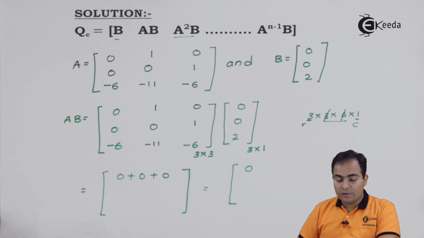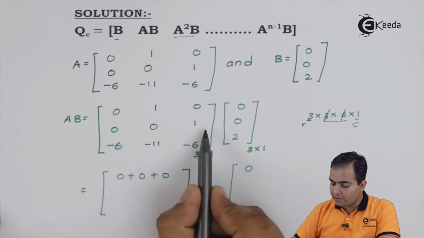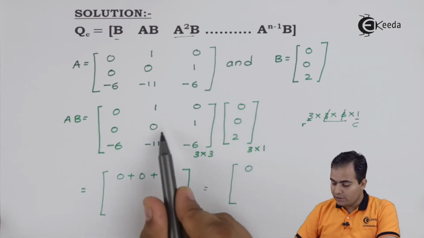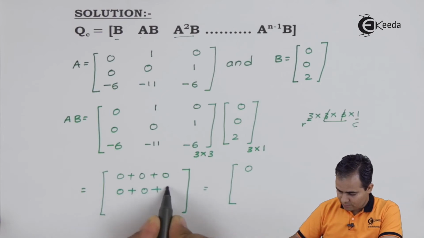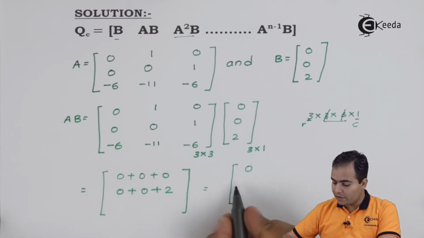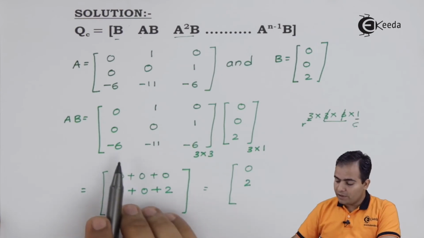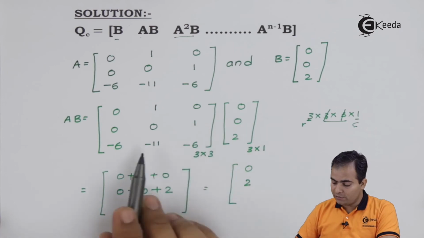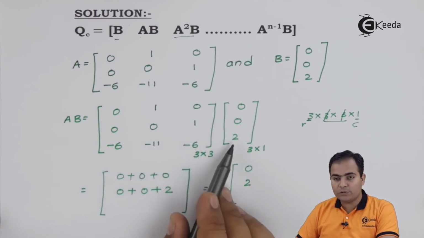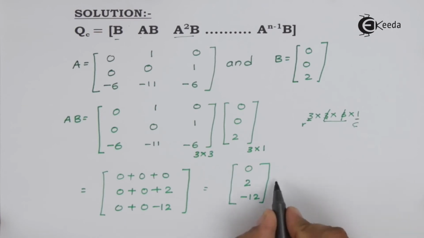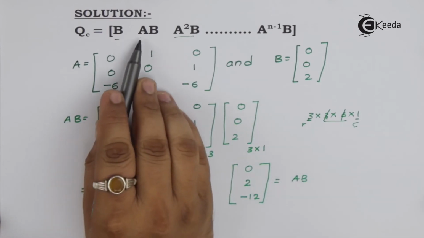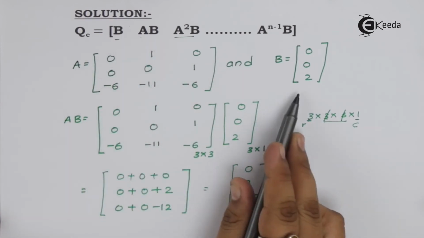Now we'll move on to the next. We'll multiply the second row with the same column. So 0 into 0 is 0, 0 into 0 is 0, and 1 into 2 is 2. After adding all the values, you will have the answer 2. Now again do the same thing. 0 into 6 is 0, minus 1 into 0 is 0, but minus 6 into 2 is minus 12. So our final answer is 0, 2 and minus 12. So this is the matrix of AB. This whole column is placed over here, and this B matrix column is placed over here.